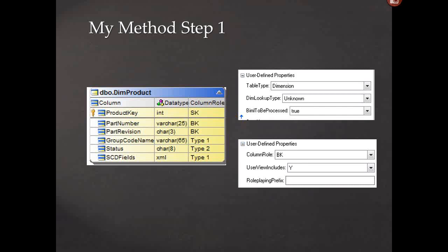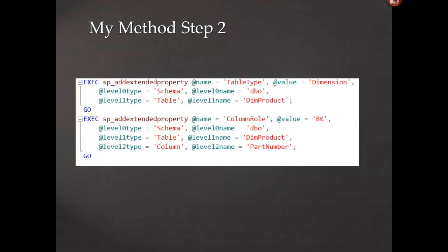So that's the first step. The second step is that the tool generates extended properties from those values. So as you look at that, you'll see that it's for dim product, and the value of that extended property of table type is that it's a dimension. And then the next one is for one of the columns. The column is part number, and it's the business key, or at least part of the business key. Now, you could say, well, I don't have to type all that in. I don't type any of that. The tool generates that. So then, as I run the create statement for dim product, it adds the extended properties.